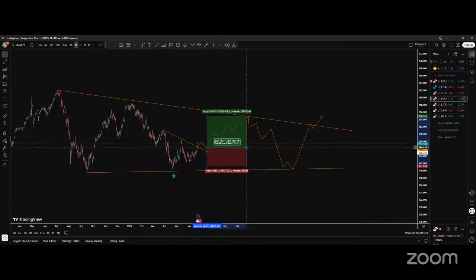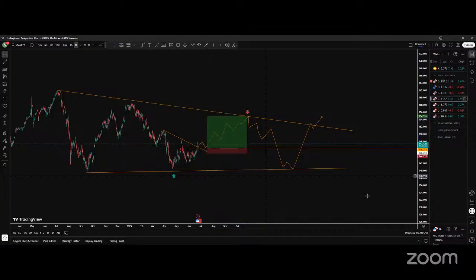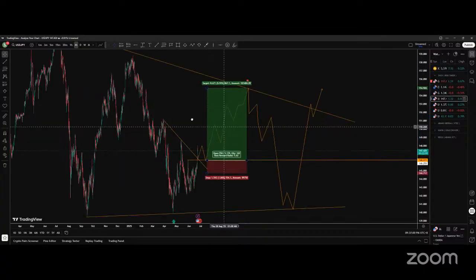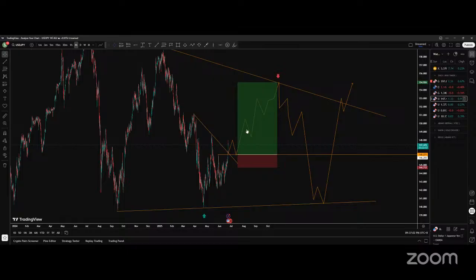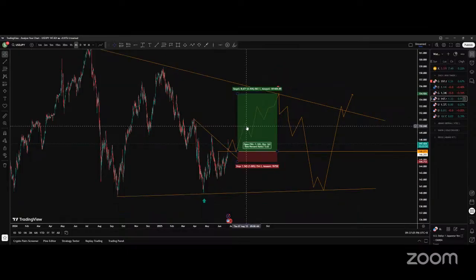Stop loss will be around 100-200 pips. Take profit is around 800 pips. So your trade will be 1 to 5. You risk 1%, you get back 5%. Simple as that.